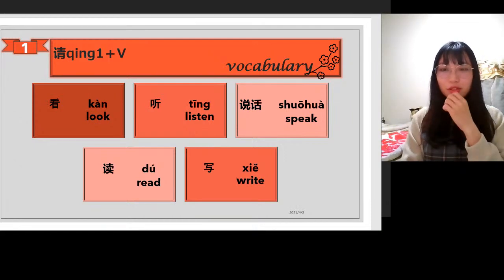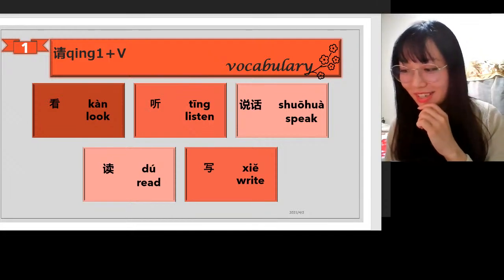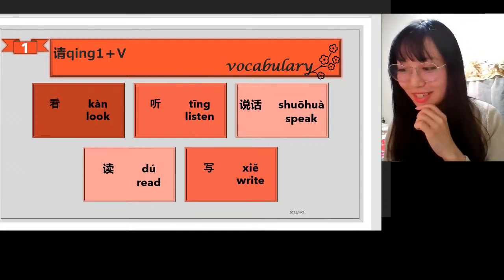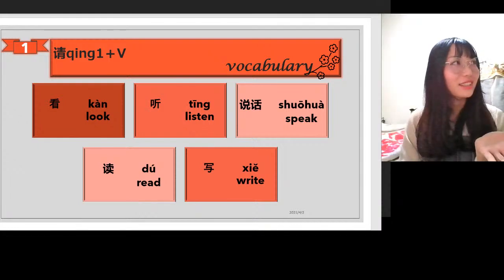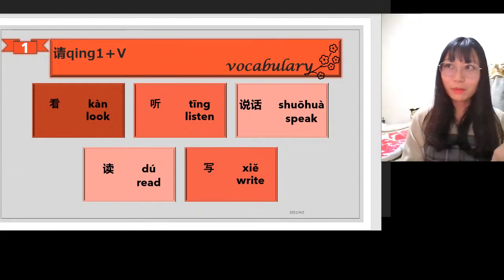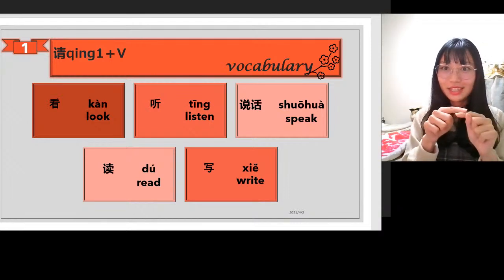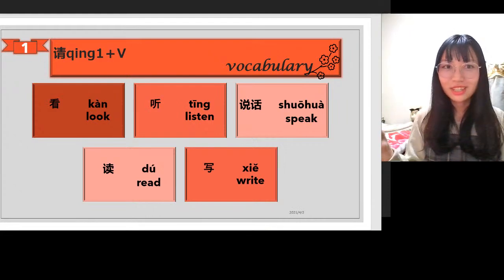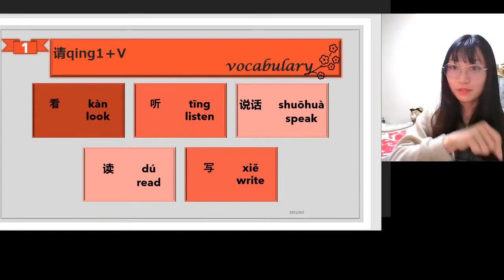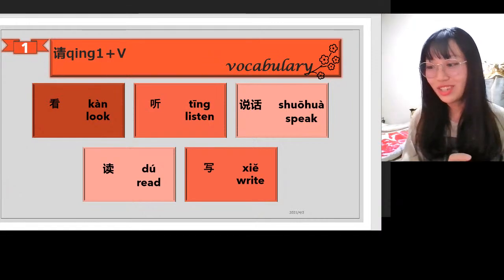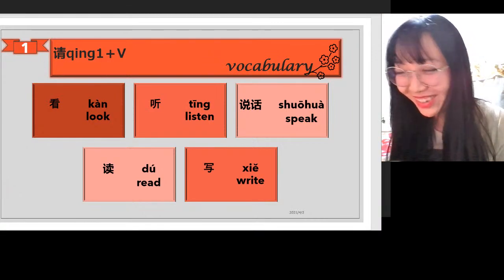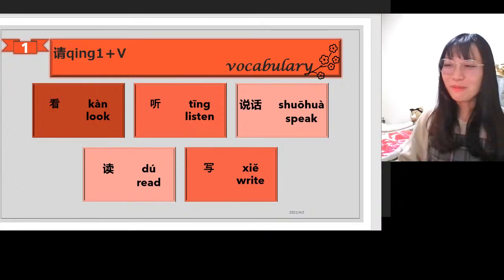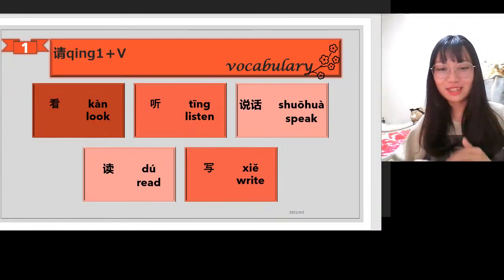In Spanish, you can say ver, por favor, or por favor, ver. Both okay. Actually English is also like look, please, or please look. Please take a look. You can put please in front of the verb or after the verb. Spanish is similar. I'm okay with the other three languages.